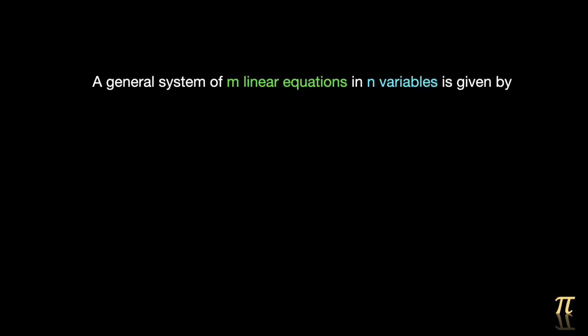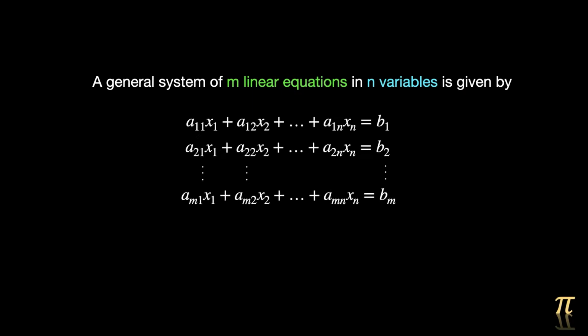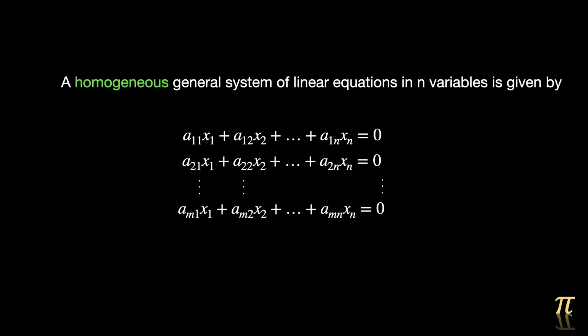In general, we say that we have a system of m linear equations in n variables. It is given by this. Here we have m equations and n variables x1, x2, x3 and so on up to xn. This is the most general form of a system of linear equations. If we make the right hand side of that system equal to 0, then that system of linear equations is said to be a homogeneous system of linear equations.